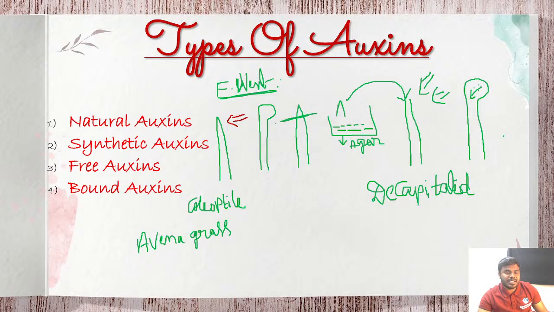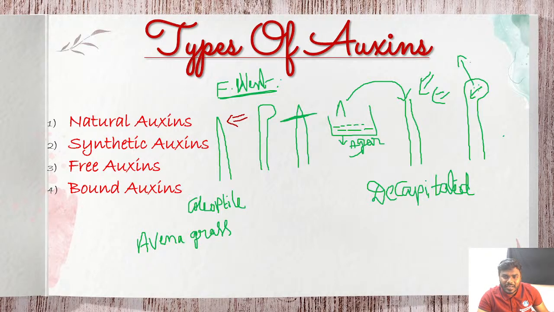When the coleoptile starts bending, what happened, friends? He cut the tip of the coleoptile, and whatever tip he cut, he kept in the agar solution. Without a tip or cap, we can call it the decapitated part. That decapitated part, he exposed to the unilateral sunlight. My friends, then it starts showing bending. So what did he conclude? There is a chemical present in the tip.